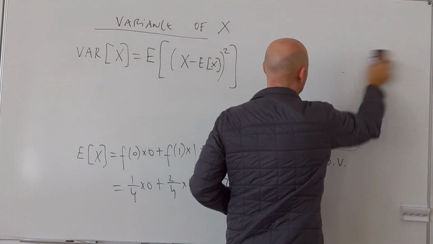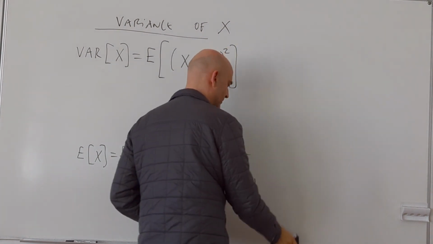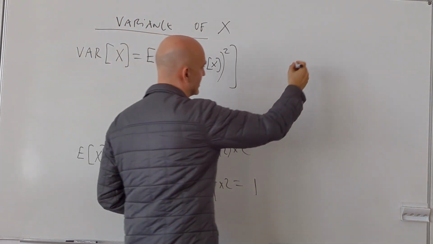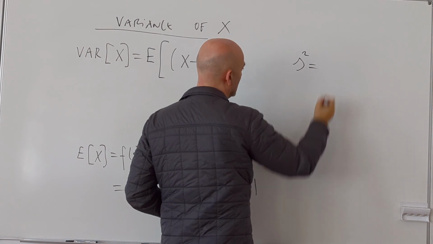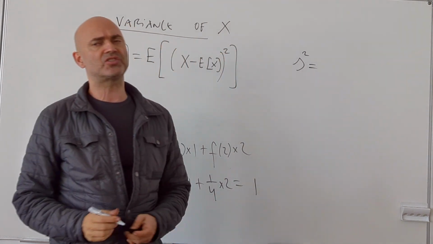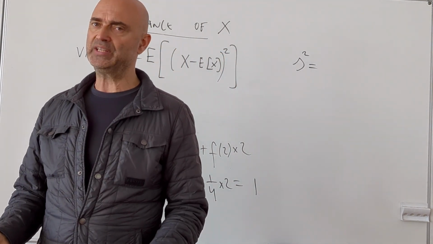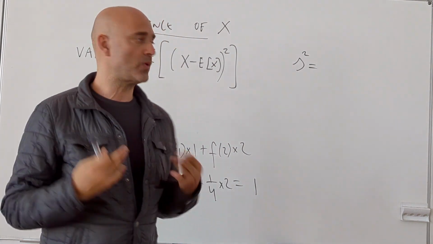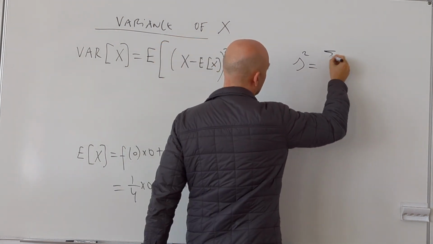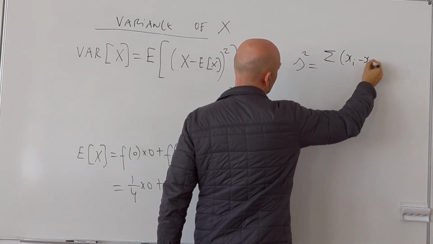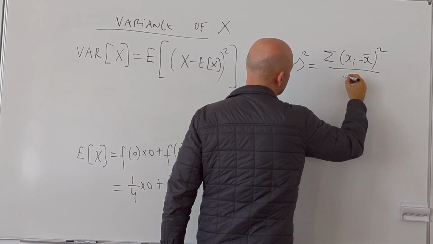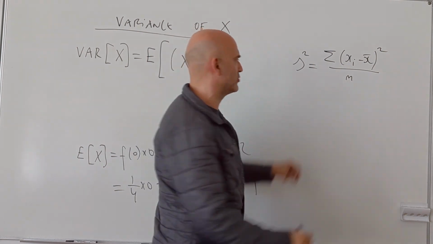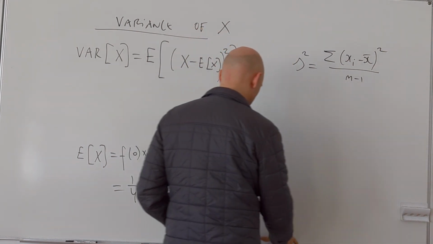But you already know the variance when we are dealing with descriptive statistics. What is the variance? I can put S squared. When we are dealing with descriptive statistics, what do we do? We sum the deviations of the values from the mean squared. So we sum here the deviations of the values from the mean, square them, and then we divide by n if we are dealing with a population, or by n minus 1 if we have a sample.